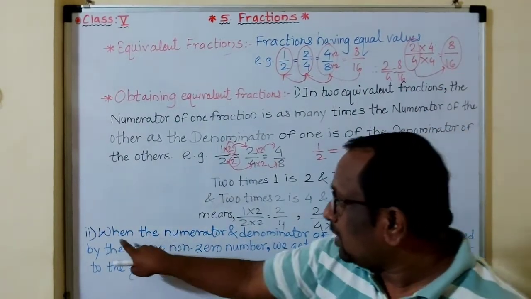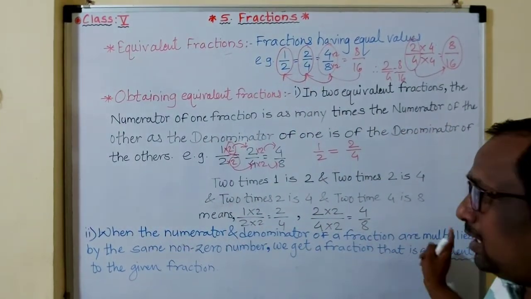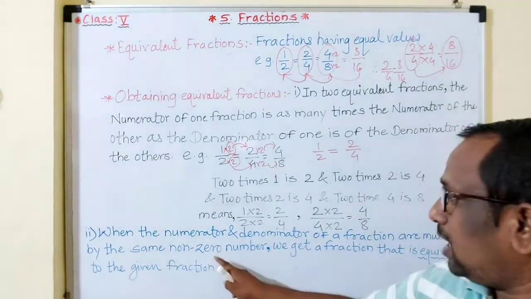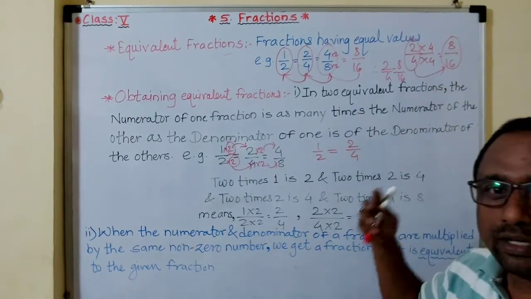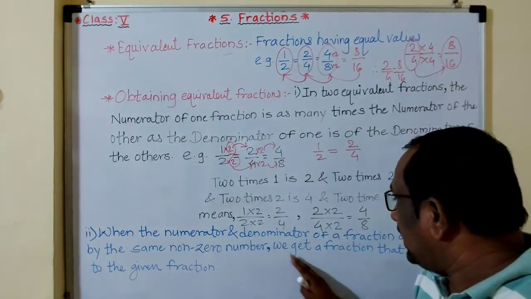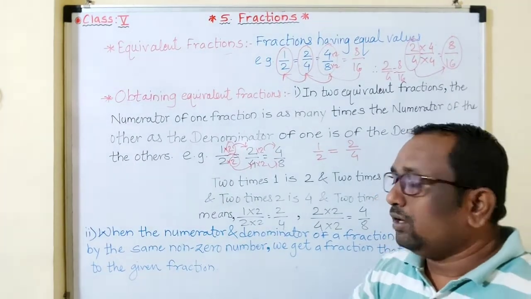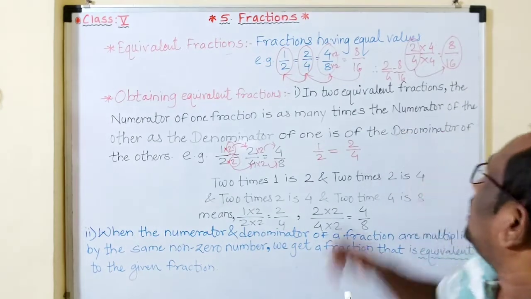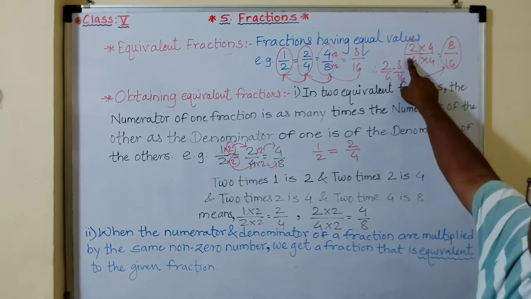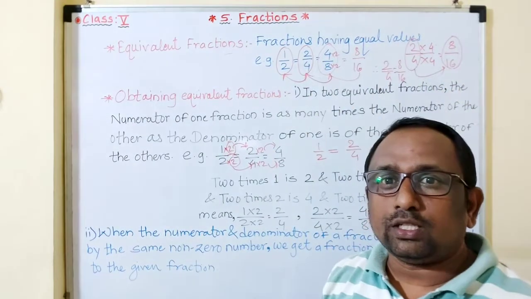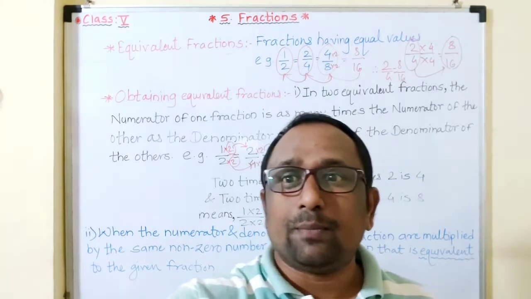But here, same here, when the numerator and denominator of a fraction are multiplied by the same non-zero number, non-zero means there is no zero, means this number 1 2 3 4 5 6, up to infinity, we get a fraction that is equivalent to the given fraction. So then we will get a fraction that is equivalent to this first fraction. Now I hope you understood this. So you will get a better idea when we solve the practice set. Now let's see the practice set.